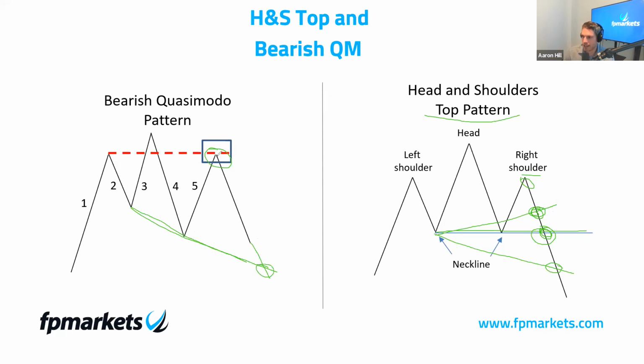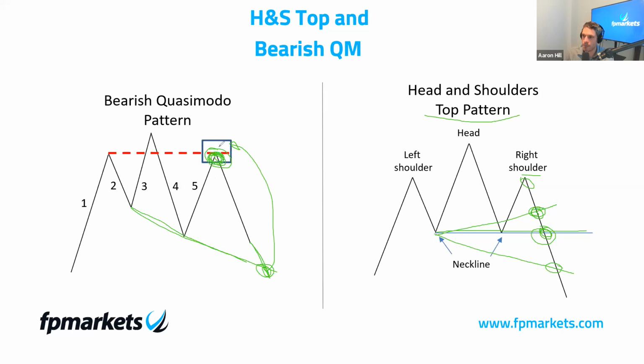So if you really wanted to compare the bearish QM to the head and shoulders top, your neckline would be down here somewhere and your stop would be right up there. Not great at all. As I said, with the bearish QM, you are in at this point here. That's mainly the big differences.